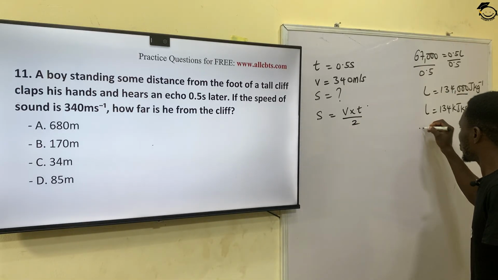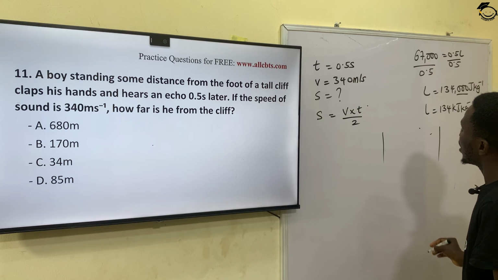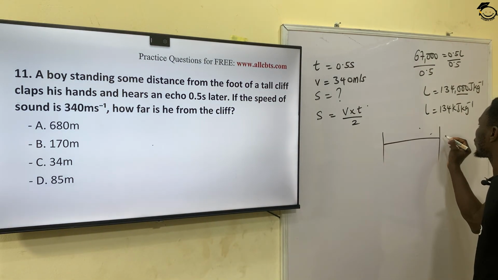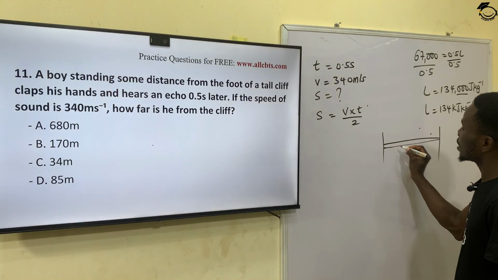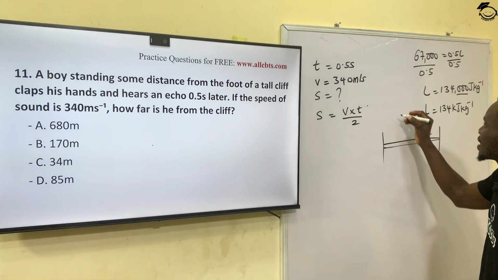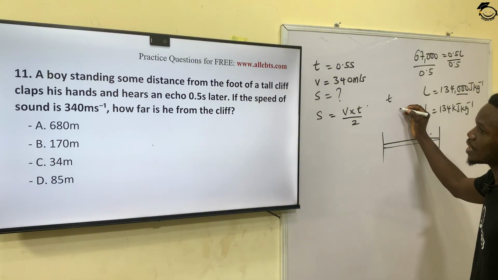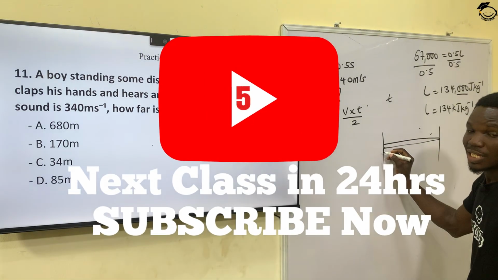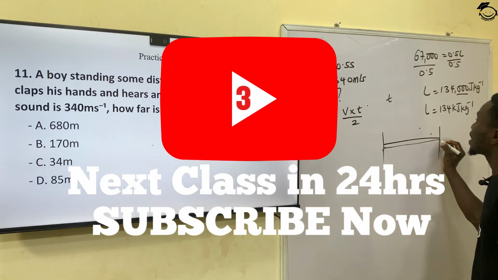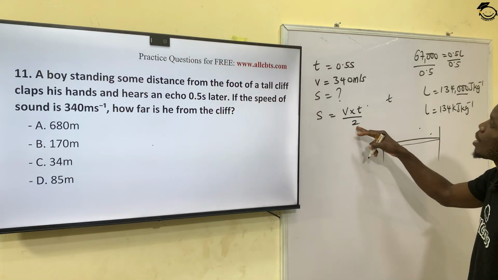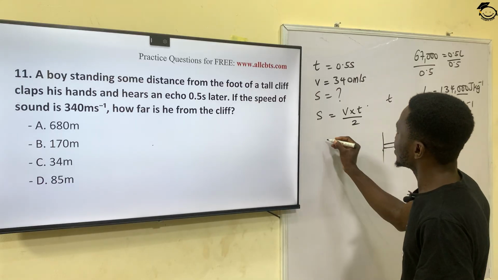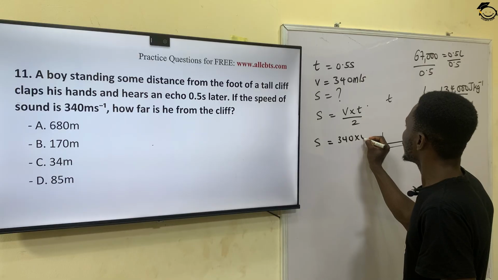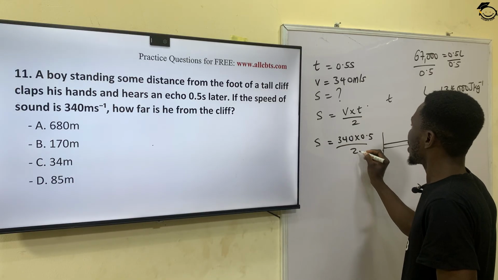So if I have a building here and then I'm standing here, when I make a sound, the sound travels down to the end of the wall and travels back for me to hear it as an echo. So it means that my time is not the correct time. The time it takes for this particular sound to travel from this point to this point is half the original time, which is why I'm dividing by 2. So my distance here is going to be 340 times 0.5 divided by 2.